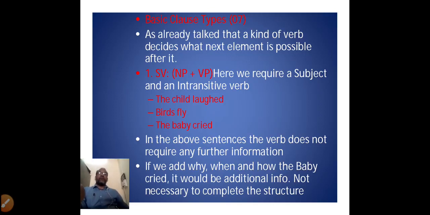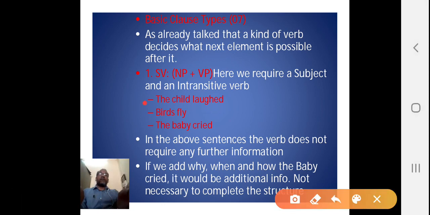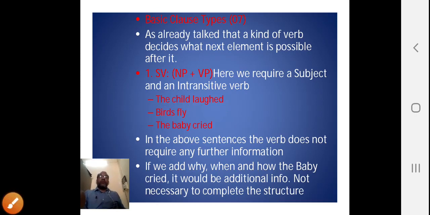In the sentence given here, the child laughed. The structure is like this. The child is an NP and laughed is a VP. Same way, birds fly, the baby cried. The verb here does not require any further information. It is sufficient to have these 2 phrases together to make a clause. If we add some information which answers the question like when, where, how, it's additional information which is not necessary to complete the structure.